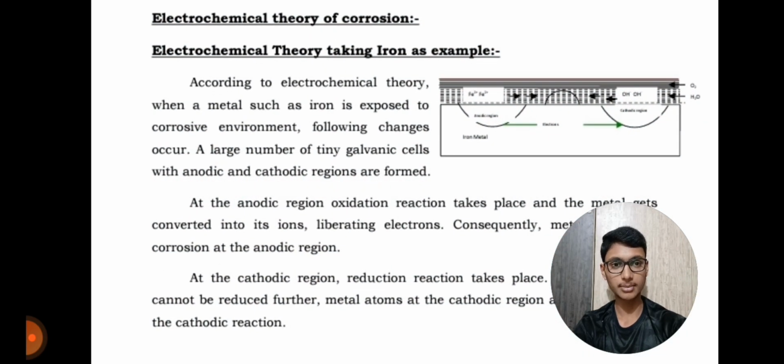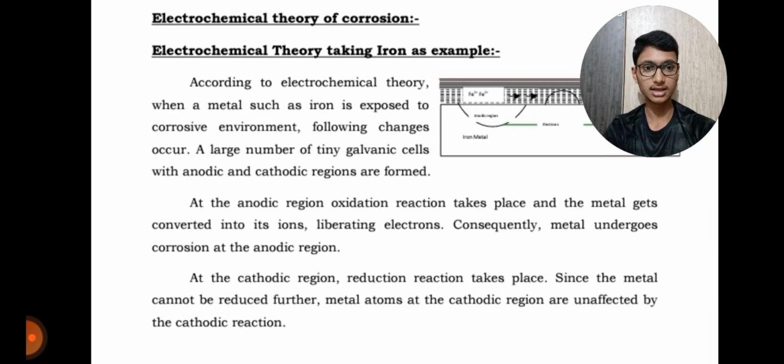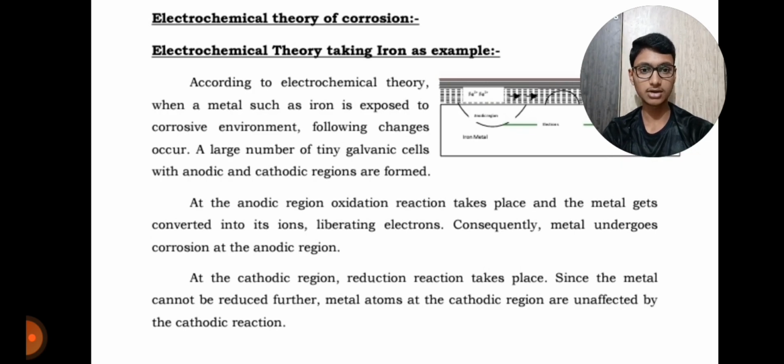Let us see the electrochemical theory of corrosion, taking iron as an example. According to electrochemical theory, when a metal such as iron is exposed to a corrosive environment, the following changes occur. A large number of tiny galvanic cells with anodic and cathodic regions are formed. At the anodic region, oxidation reaction takes place and the metal gets converted into its ions, liberating electrons. Consequently, the metal undergoes corrosion at the anodic region. At the cathodic region, reduction reaction takes place. Since the metal cannot be reduced further, metal atoms at the cathodic region are unaffected by the cathodic reaction.